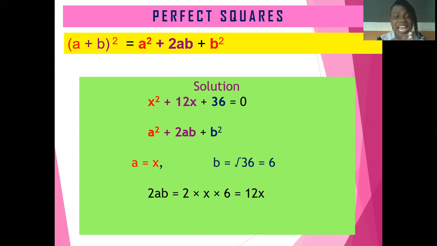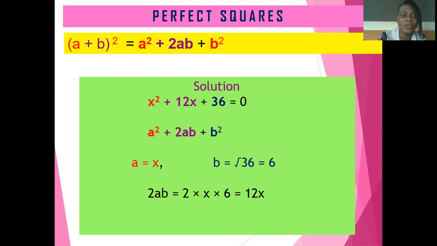So now we said a is x and we were able to get b as 6. And our 2ab also gave us 12x. So you can see that they are perfectly compatible. a squared plus 2ab plus b squared can be compared fully and completely with x squared plus 12x plus 36. Okay, so that's how we know that it's a perfect square. So if we're able to state that this equation is a perfect square, then we don't need to even solve, and we don't need to start doing any further solution. All we just need to do is use that formula.